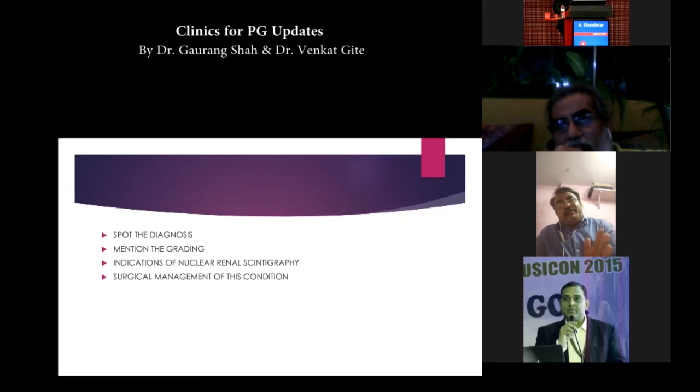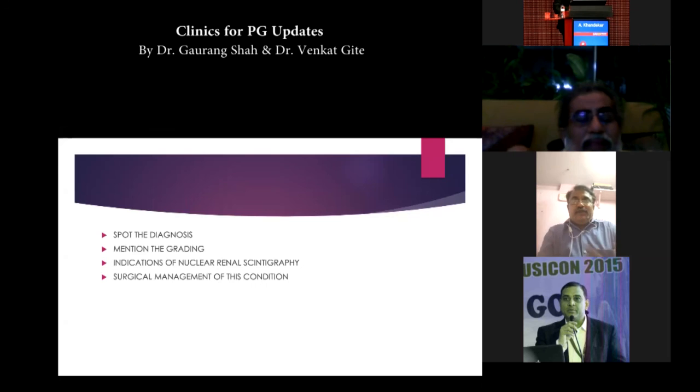Assessment of function is always after 3 months of the minimal invasive treatment, before going for delayed nephrectomy if the function is poor. This is the total package for emphysematous pyelonephritis: minimal invasive treatment, early nephrectomy, delayed nephrectomy. So that is why this question is asked, the indications of nuclear renal scintigraphy in emphysematous pyelonephritis. What is the role? You have to answer, beta.